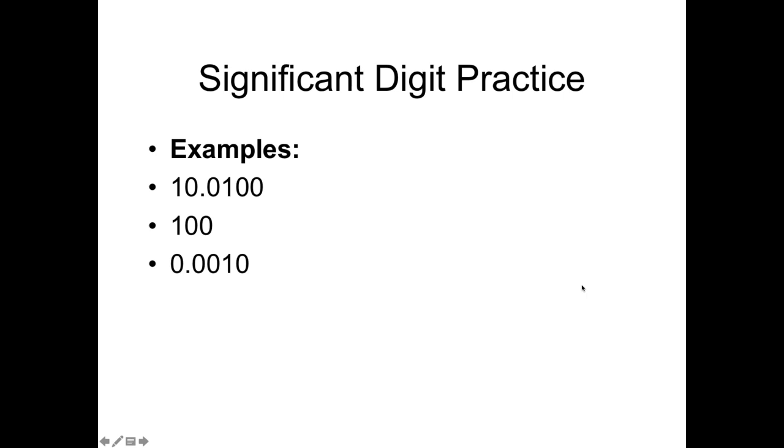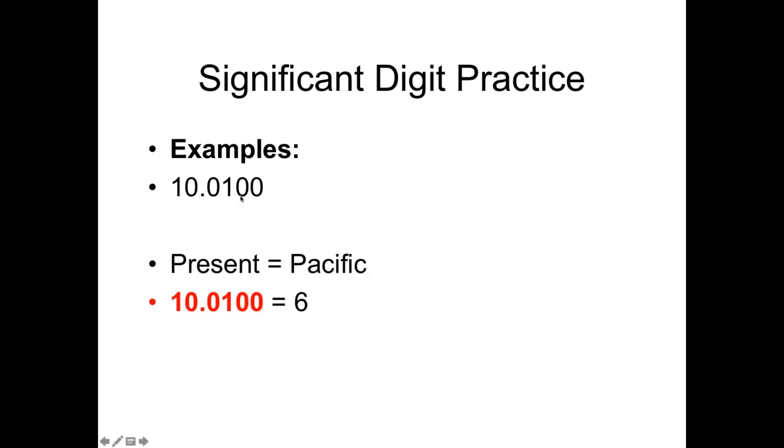Go ahead and pause the video and try to do these 3 examples. The first is 10.0100. When you do that, there's a decimal point, so we're going to start from the Pacific side. So I'm going to count this number all the way to the end, and that's going to give me 6.